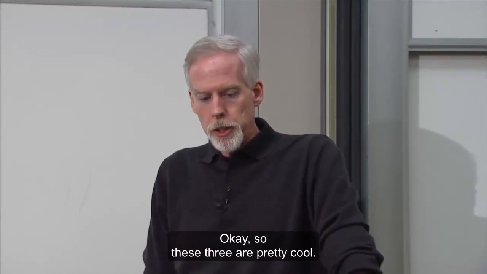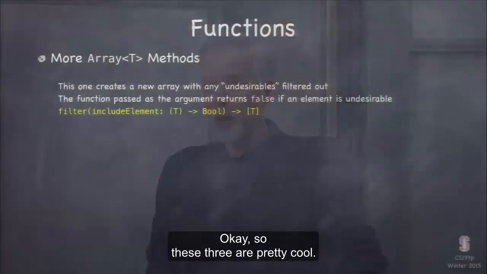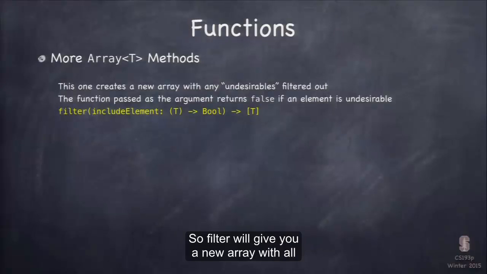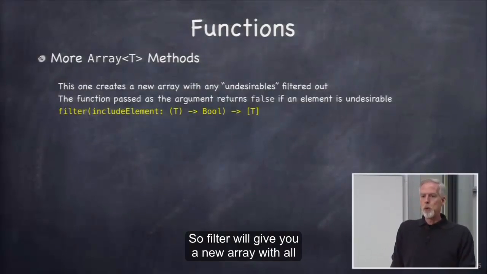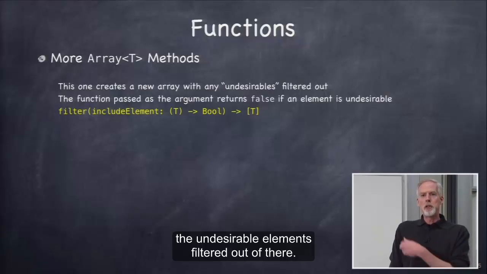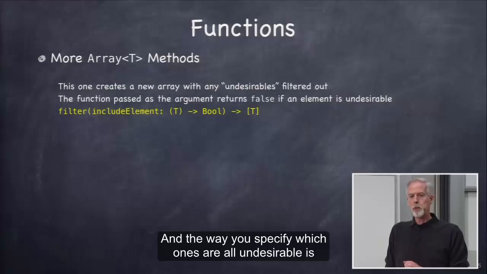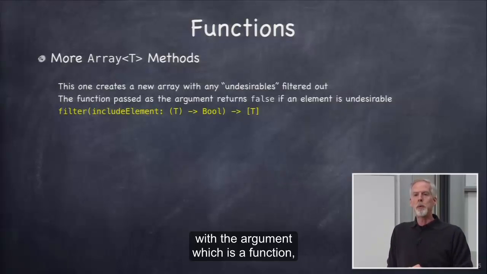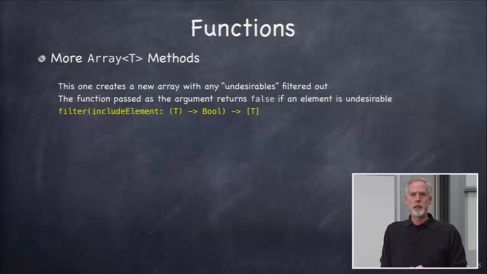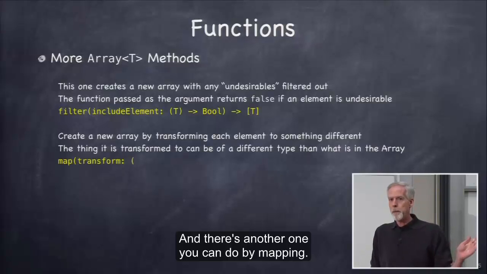More array methods, okay, so these 3 are pretty cool. This one's called filter. So filter will give you a new array with all the undesirable elements filtered out of there. And the way you specify which ones are all undesirable is with the argument, which is a function that just returns a bool, whether something's undesirable or not. Make sense?